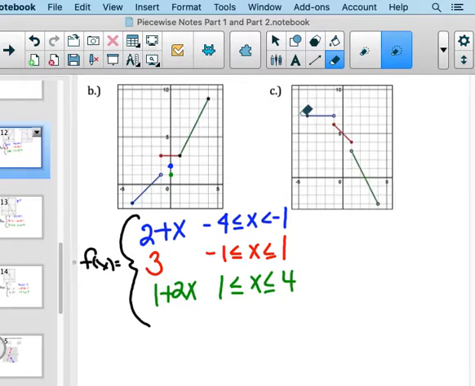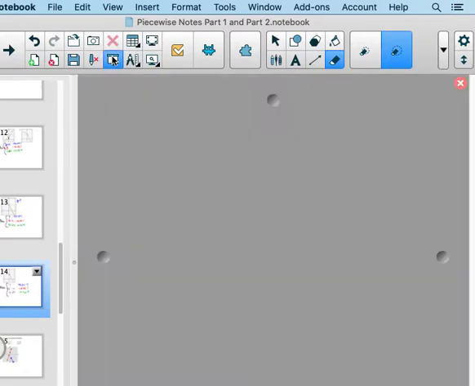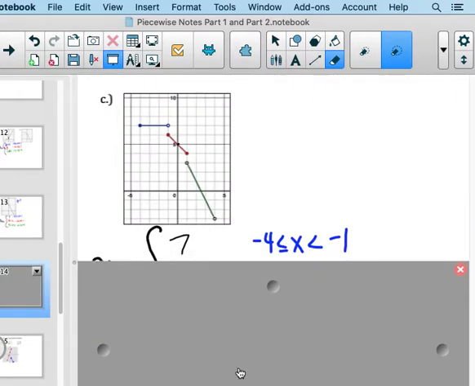again, I have that horizontal piece I'm going to start with this time. So f of x equals is where we're headed here. Okay, so we're starting at 7. And that domain is ranging from -4 to -1. Again, the open circle here needs to be designated in your domain with the less than sign and not less than or equal to.